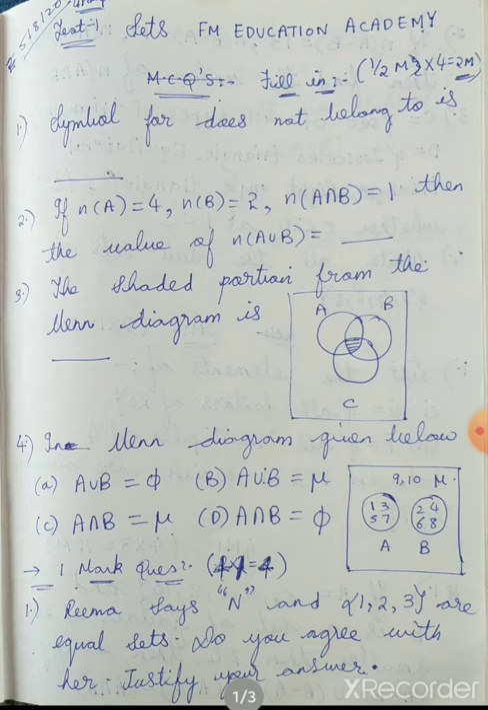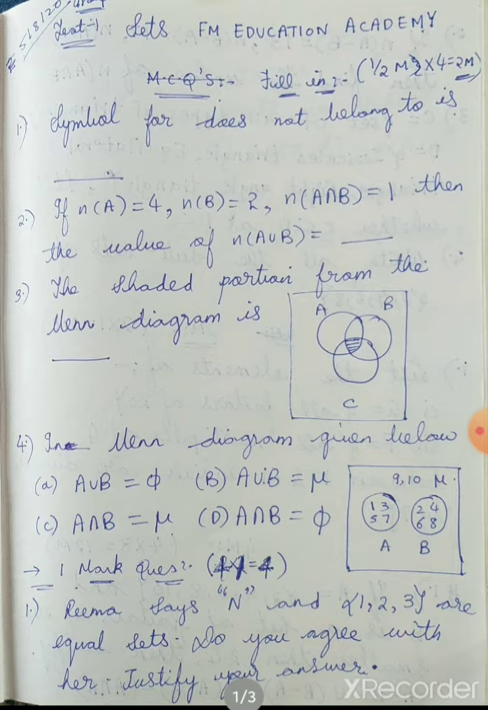The fourth question is, in the Venn diagram given below, you have set A consisting of 1, 3, 5 and 7. Set B is consisting of 2, 4, 6 and 8. And outside of A and B you have 9 and 10, and that is your universal set mu. So in this, 4 options are given. From these 4 options, one option will be correct.